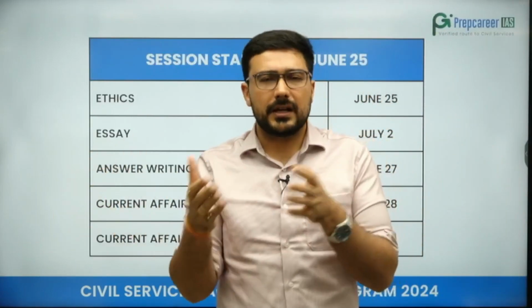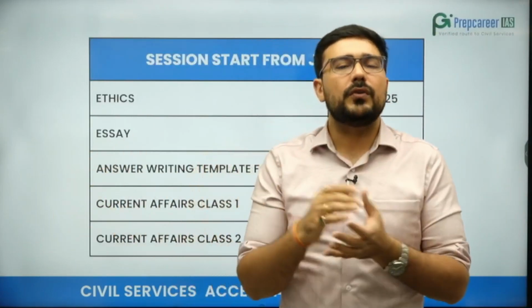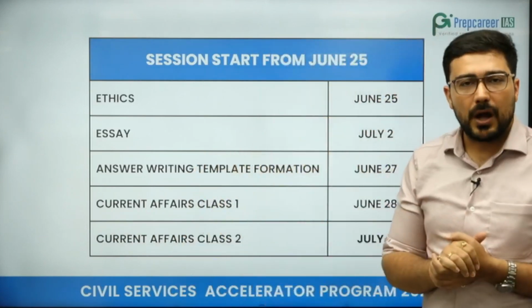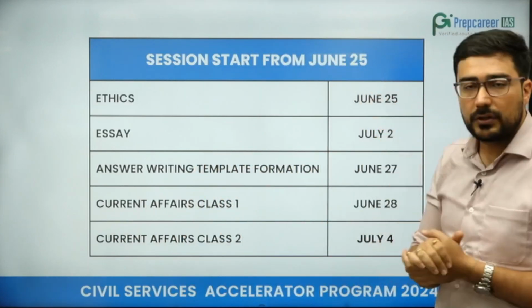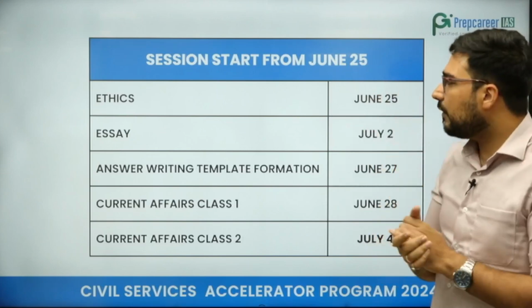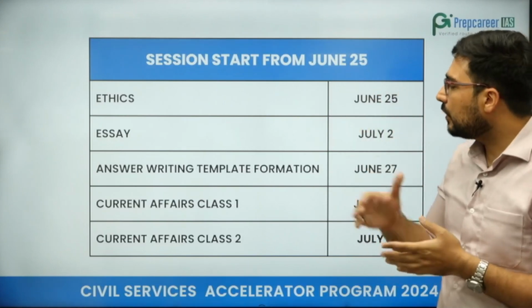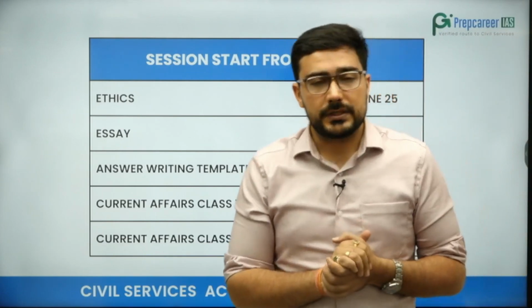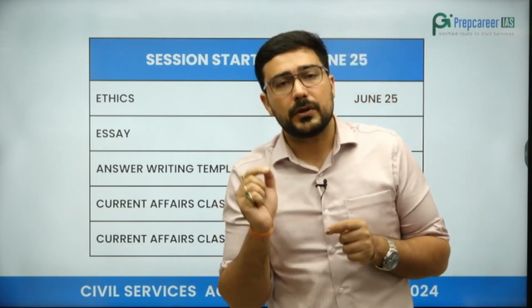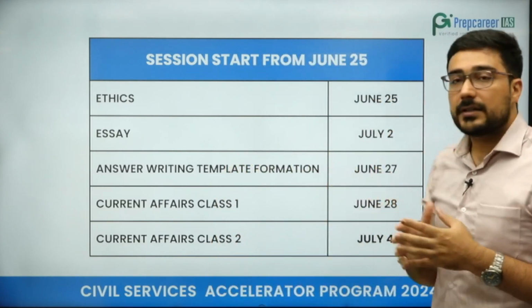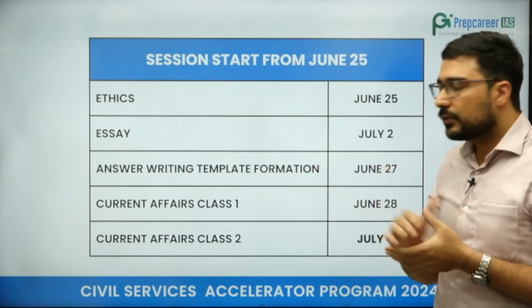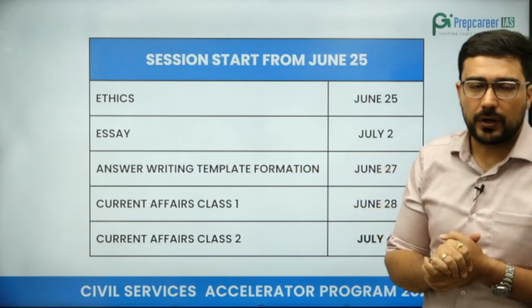The prelims result is about to come, so let us hope the majority of you have worked very hard and your final call comes. Many sessions are going to happen, some have happened, like the ethics session has already been taken by Atul sir on June 25. The essay session will be on 2 July. The answer writing template session will be taken by the rank 4 of this year, focusing specifically on paper 2 and paper 3. The current affairs classes will first be on 28 June, dealing with IR. The second class will be next week, on July 4th.